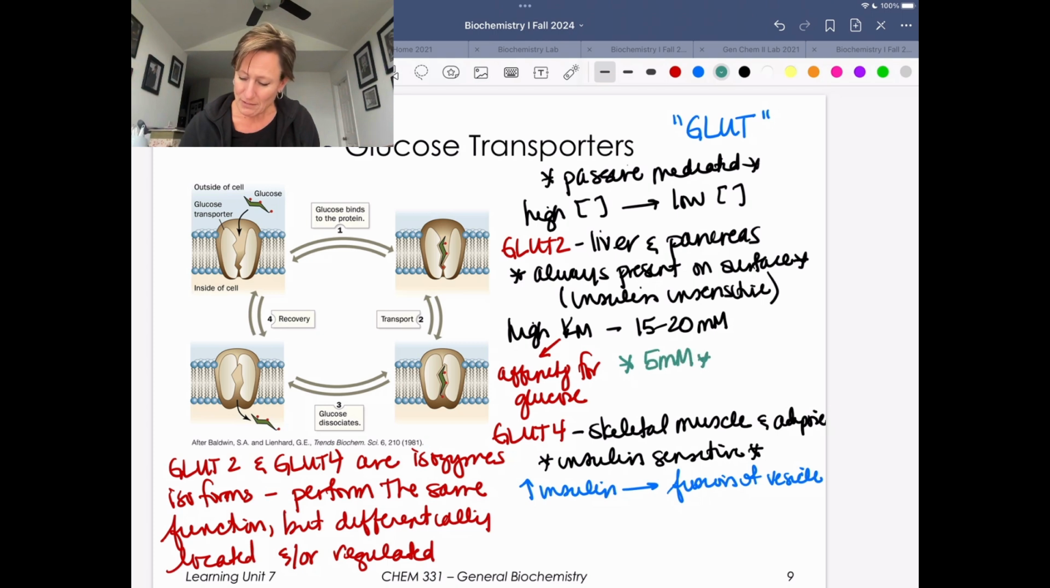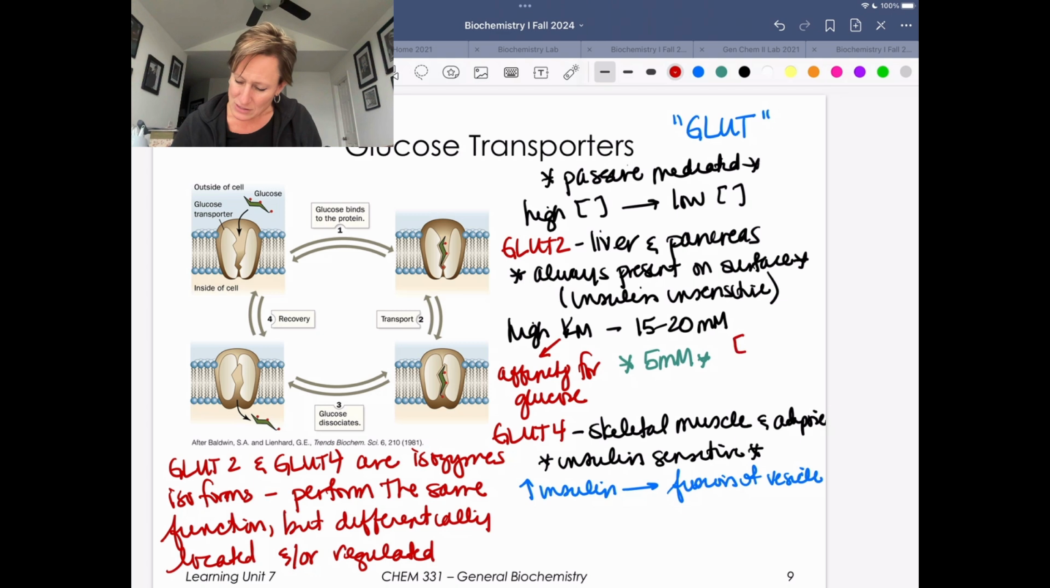5 millimolar. That is the baseline glucose homeostasis level. You don't want blood glucose levels falling below 5 millimolar. Above that, that puts you into a fed state, and we need to be doing something with that glucose. So again, we can think about this Km value just to highlight again.